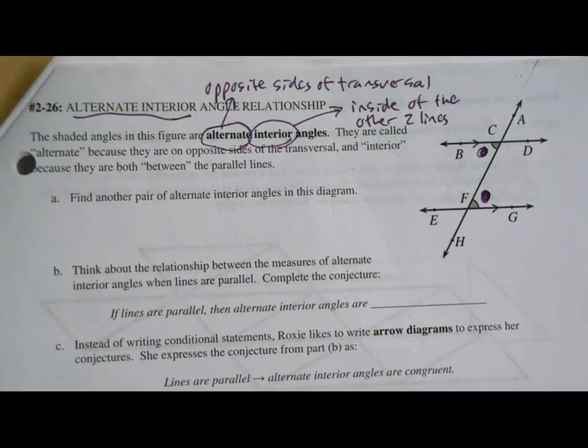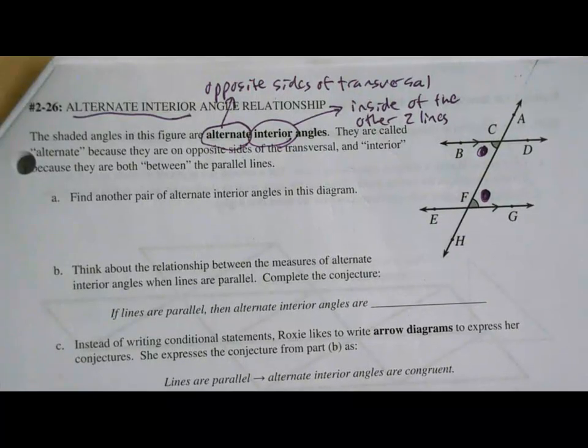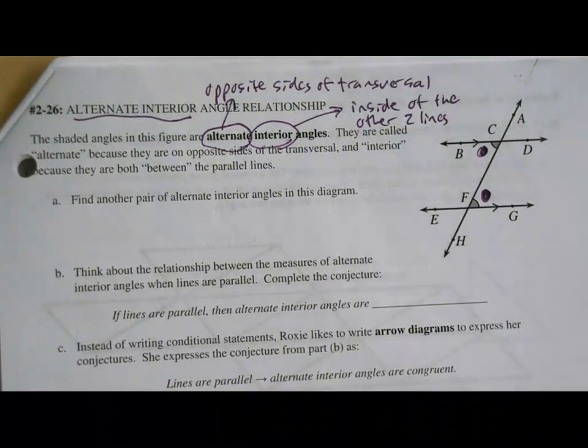Those are not the only alternate interior angles in this picture. What is the other pair of alternate interior angles in this picture? Can you mark them on your page? There's two other angles that are also in between the two lines and are also on opposite sides of that transversal. Can you see them? Put a star in the other two angles. Mark a star in the two angles that are also an alternate interior angle pair.